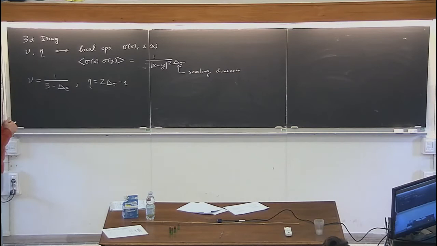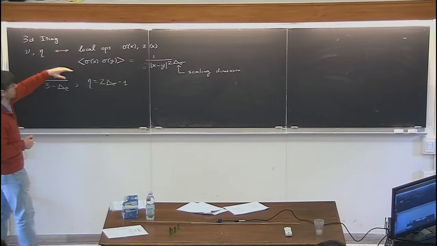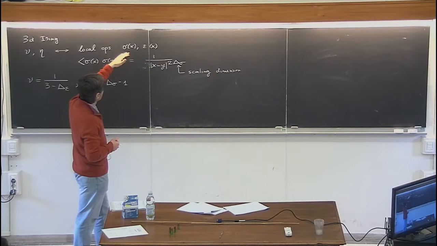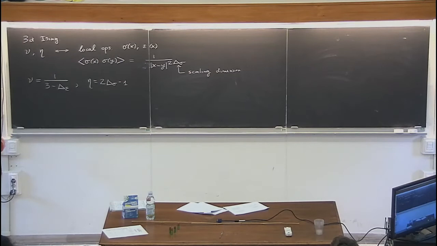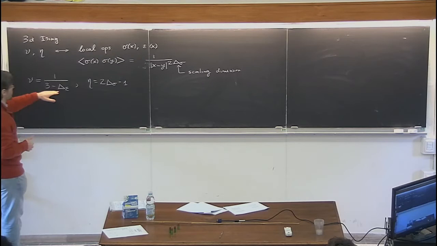But of course, this critical point is going to have many more operators. It's not only going to have operators sigma and epsilon, it's going to have infinitely many operators. So in a sense, it's interesting to view this theory as a whole and to view all of its operators together, and not to focus specifically just on these two operators, right?